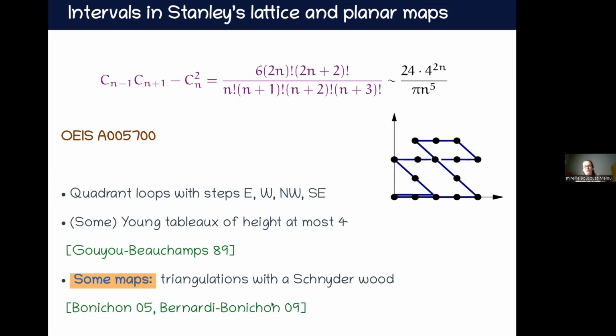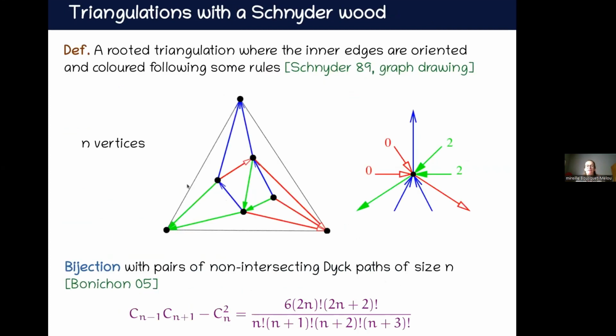More precisely, it counts certain triangulations which are decorated with something called a Schnyder wood. I won't get into the details of the definition. I have basically one picture. This is a triangulation, and its inner edges are partitioned into three trees, the blue one pointing north, the green one pointing west, and a red one. In addition, you want certain rules to be respected around every inner vertex.